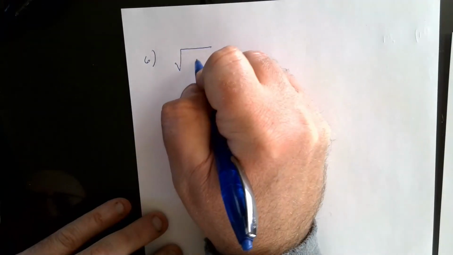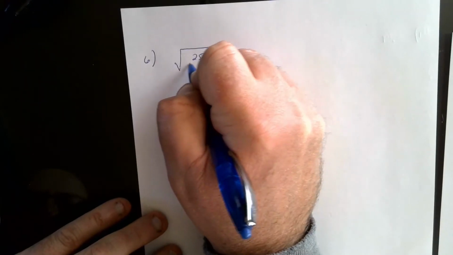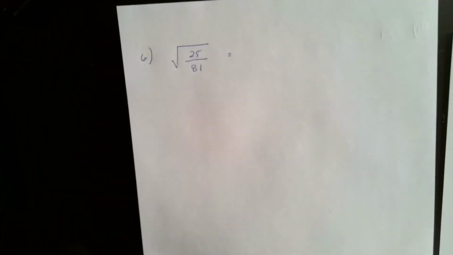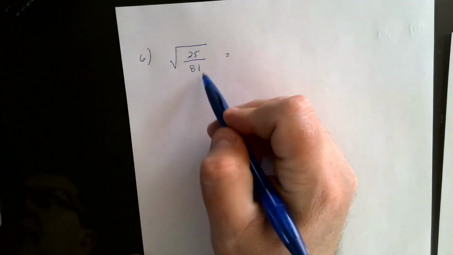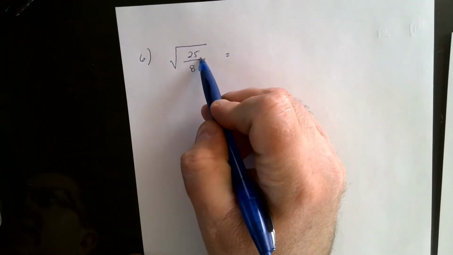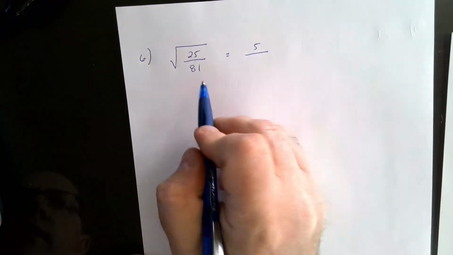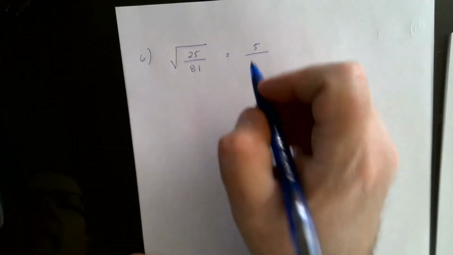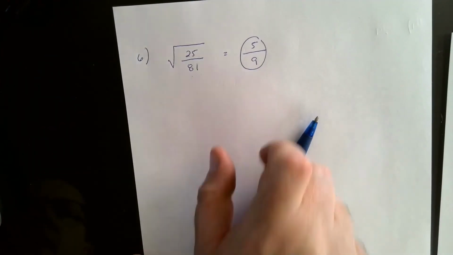Now, do you remember when we did these in class? Let's say you had the square root of 25 over 81. So we want to take the square root of a fraction. Well, we just treat this like two separate problems, okay? So we take the square root of 25, which is 5, and then we treat the bottom as the second problem, the square root of 81, which is 9. So the square root of 25 over 81 turns out to be 5 over 9, okay?